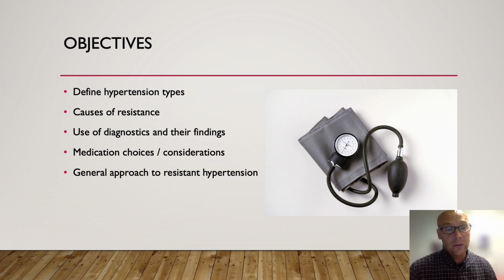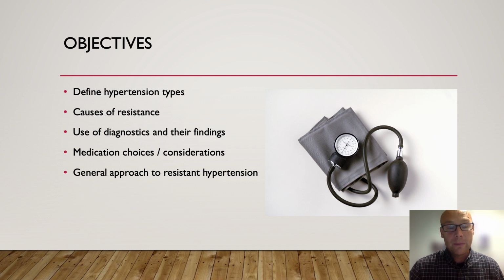Also want to go over some of the use of diagnostics to try to figure out potential secondary causes of resistant hypertension, also to use these diagnostics as a means to not only diagnose potential underlying causes, but also note the significance of potential other findings that may be caused by uncontrolled hypertension.